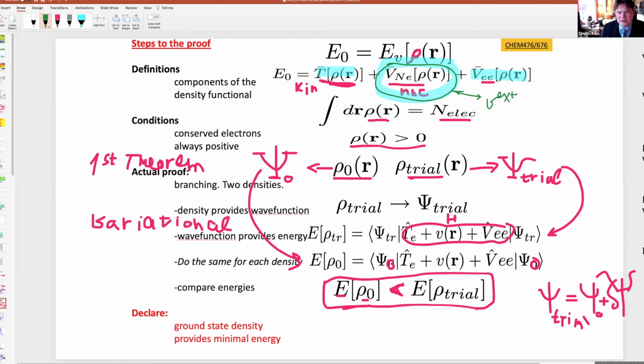So it is notation. The kinetic energy and electron interaction energy are considered internal. Okay. Does it clarify your question? Yeah. Okay. Yeah. Thank you.